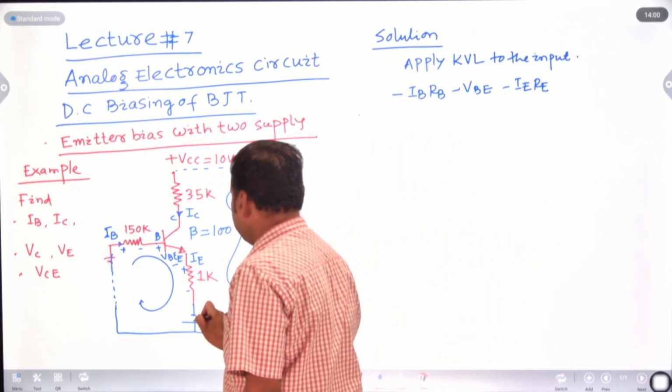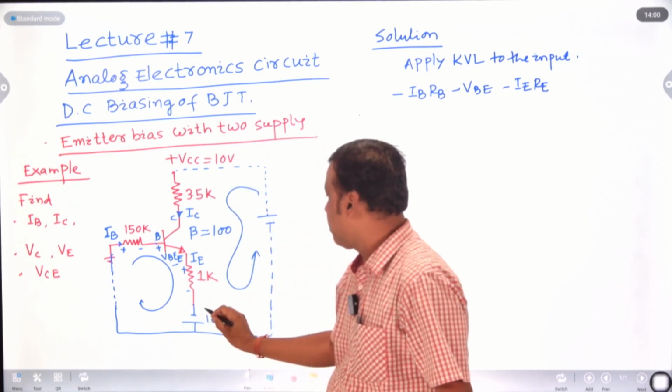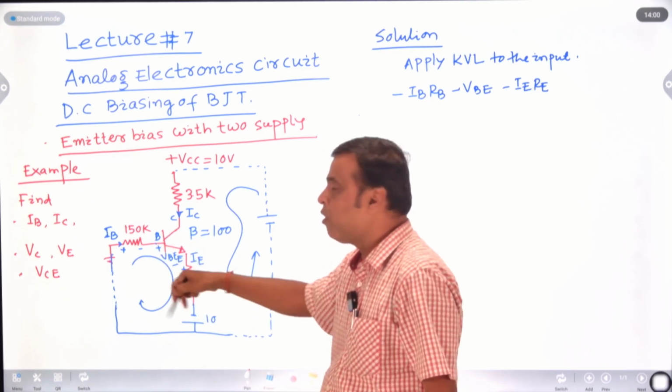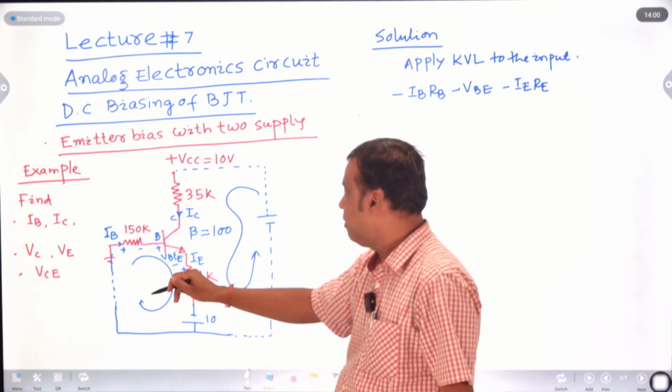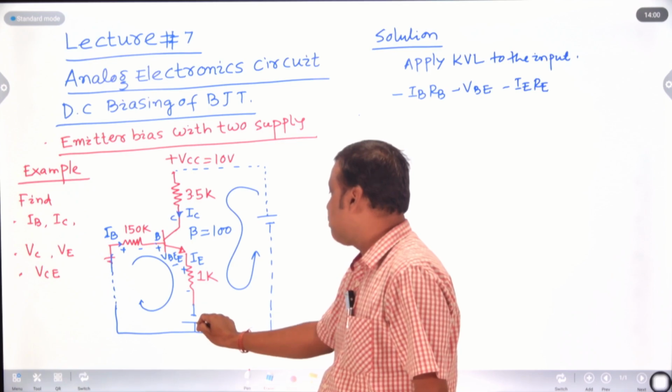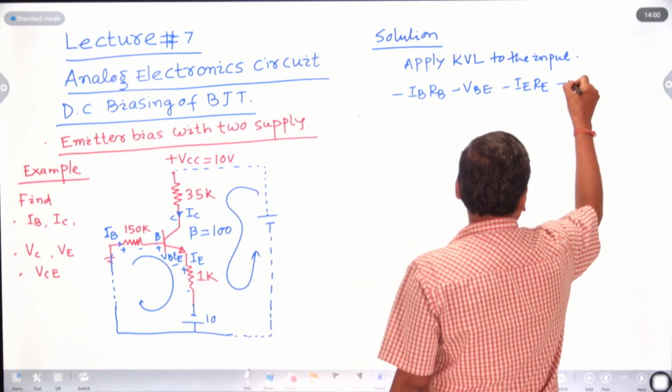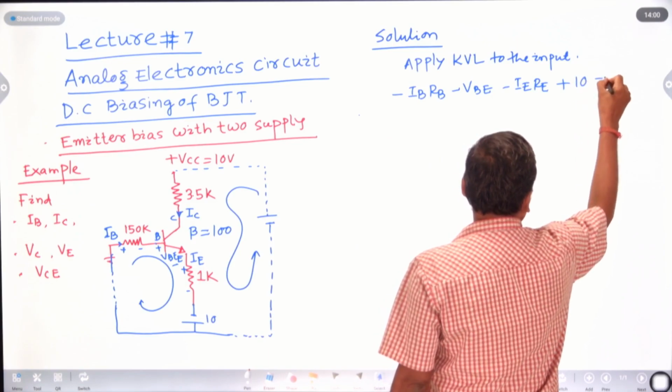Then this voltage you should consider minus to plus, plus. The loop is clockwise, the current is flowing in clockwise direction. That's why minus to plus is plus. You have to consider this voltage, that is plus 10 volt, plus 10 equal to 0.